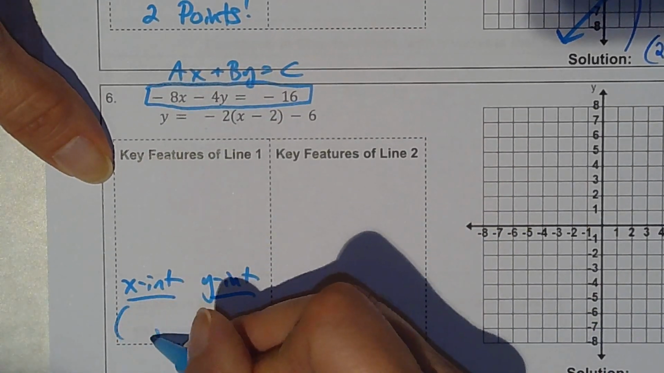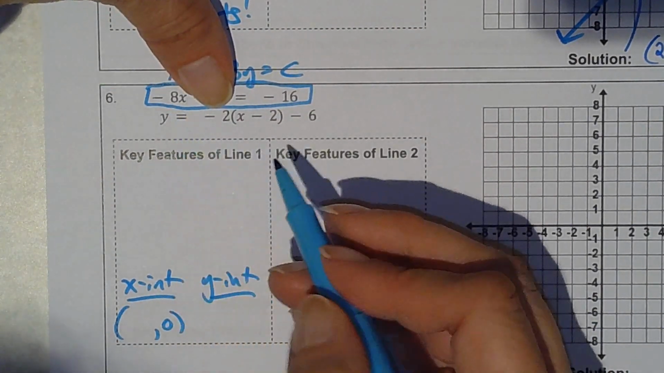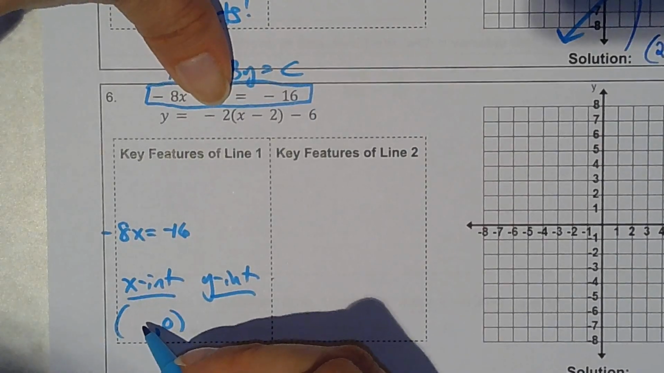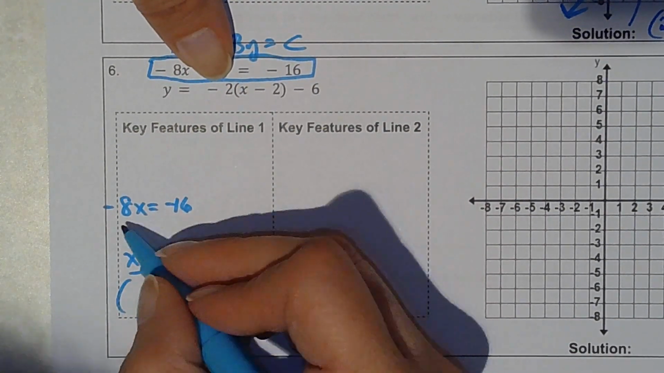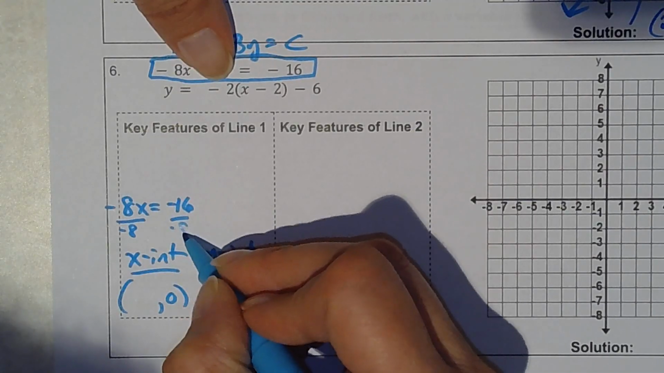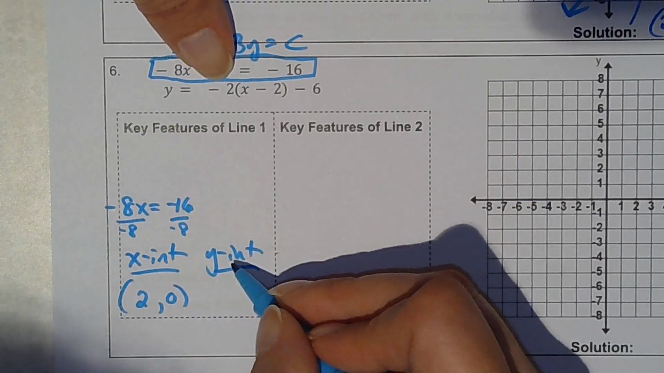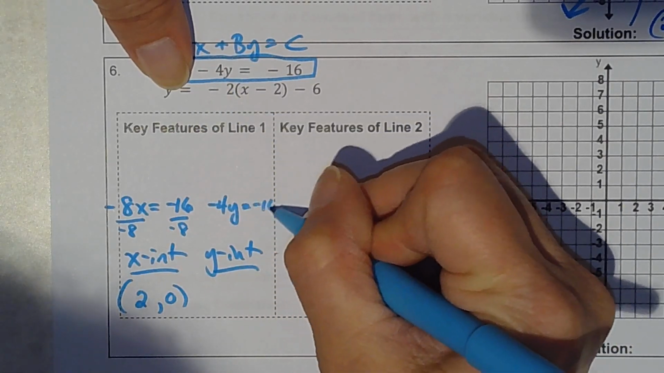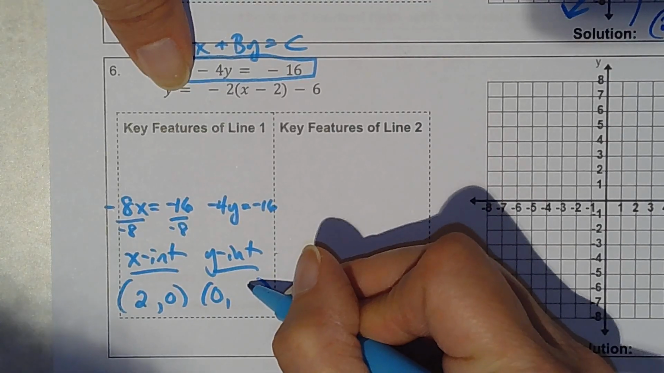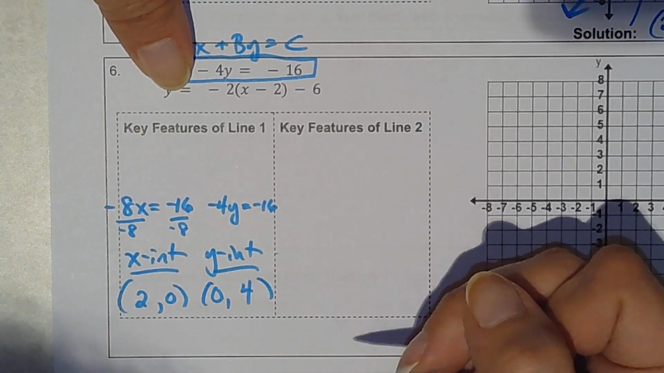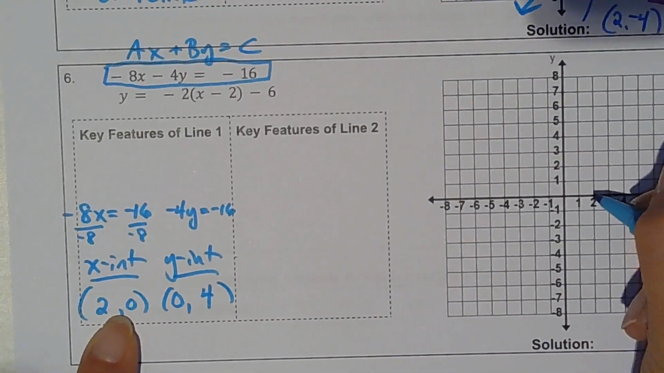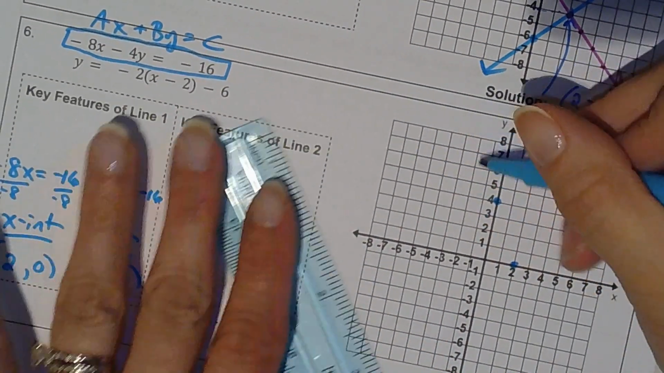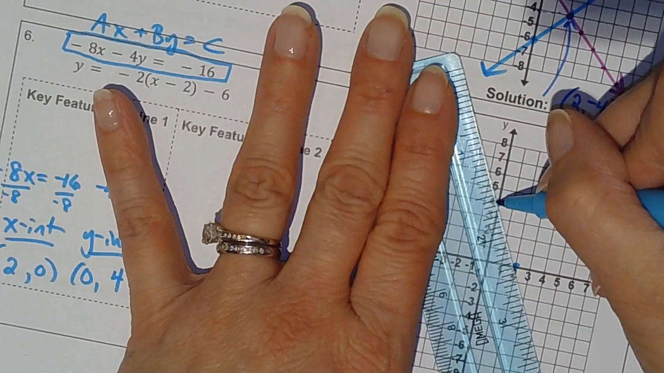The x-intercept: cover up the y, and what is -8x equals -16? The x number is going to be a 2. The y-intercept, let x be 0. And when you solve this, what is the y-intercept number? A +4. So we touch the x-axis at 2 and the y-axis at 4. So let's graph this line before we get confused. These 2 points make this line right here.